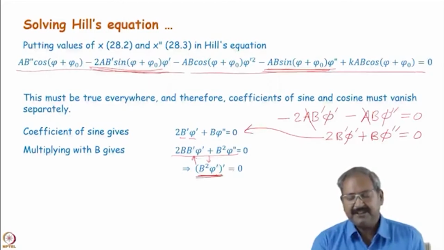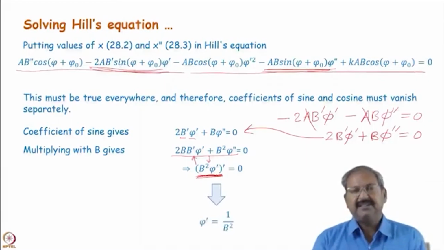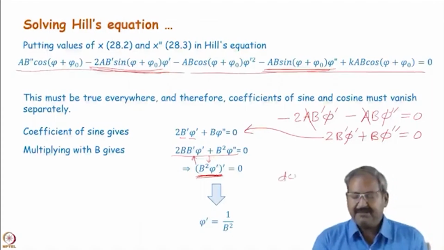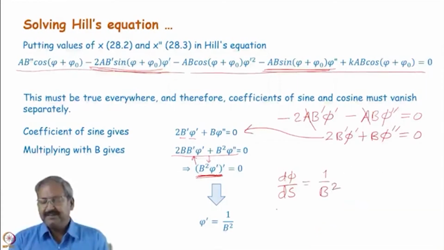This means the term written inside the bracket must be a constant. So take the constant as 1. So phi prime is equal to 1 by b square. Phi prime means you are writing it as d phi by ds is equal to 1 by b square, which means how much phase advances per unit length. This is encompassed in 1 by b square.